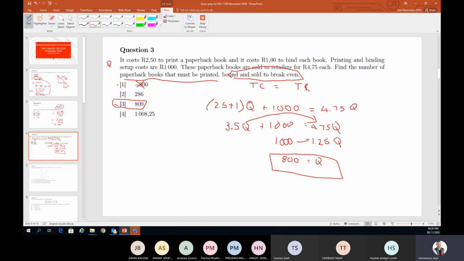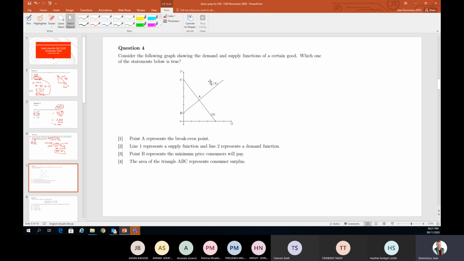Okay, so this one was very simple, but you still needed to know that the break-even point is when total cost is equal to total revenue. I think that one was the important one that we needed to get here. Okay, then the next question.